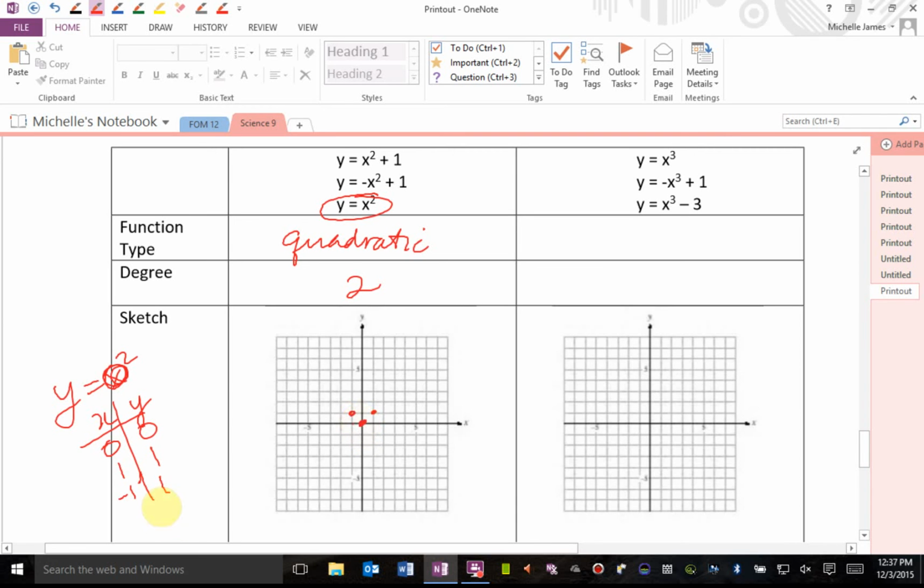What if I go over 2? What if I make x 2? Nope. It's 4 because 2 squared is 4. So over 2, up 4. Can you see where your vertex is now? 0. Here's your vertex and here's your axis of symmetry.